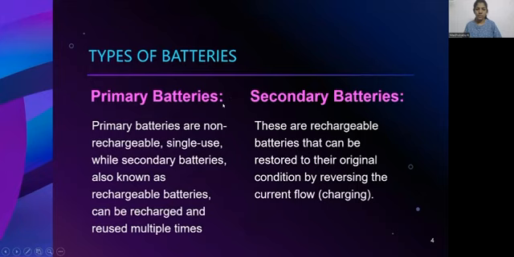Batteries consist of two main types: primary and secondary batteries. Primary batteries are those which are non-rechargeable, single use. That means they are charged only once and cannot be recharged, and they're thrown away after use. So they have limited energy. Whereas secondary batteries are those which can be rechargeable. That means chemical reactions in that cell can be reversed by applying some voltage. Examples of secondary batteries are mobile phones, power banks, etc.